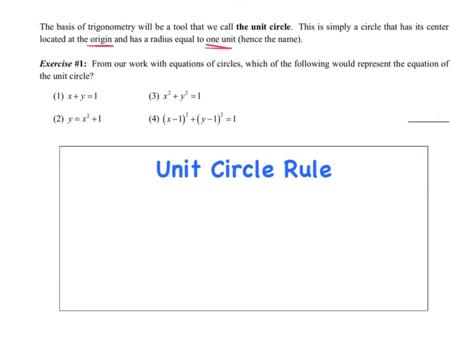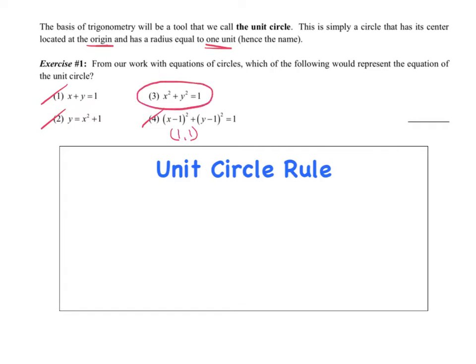So just a nice warm-up question here. Which of the following equations represents the unit circle? I don't like number 1. Nothing is squared. It's linear. I don't like number 2. The x is getting squared, therefore it's a parabola. I don't like number 4 because that one's centered at the point 1, 1. But I do like number 3. It's centered at the origin with a radius of 1. It's good to go.